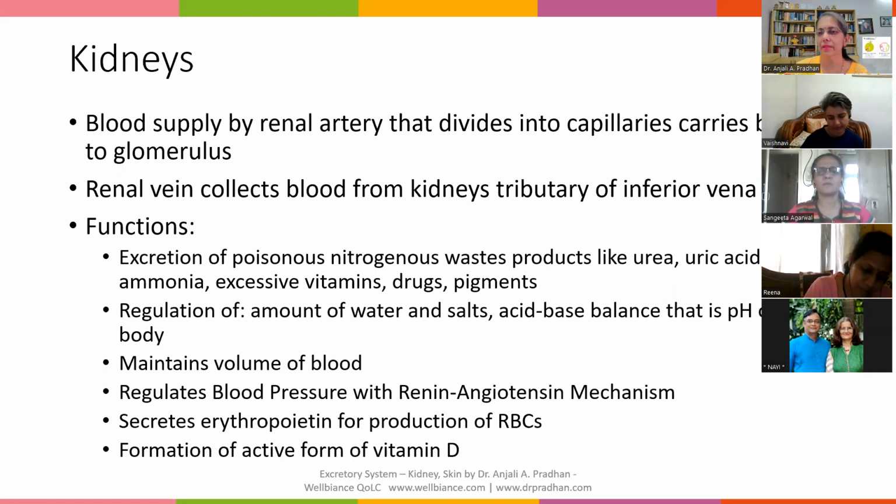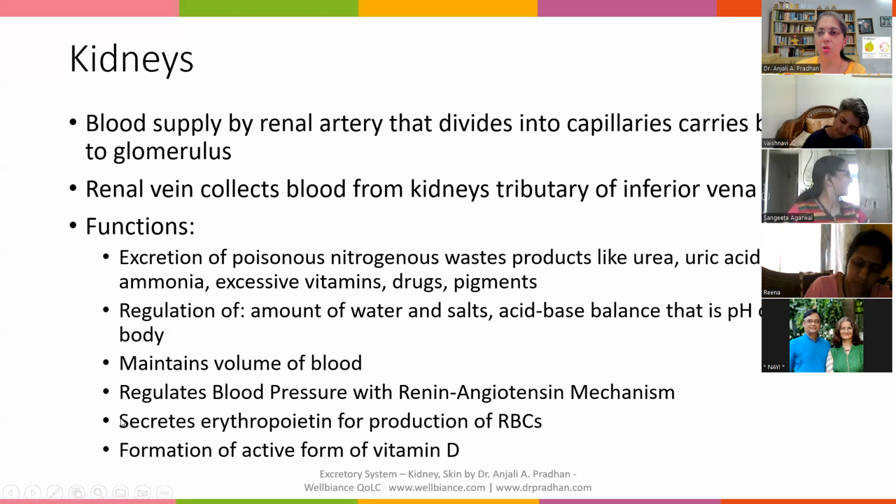vitamins, drugs, pigments, poisons. We don't eat poison, but we don't know what we eat, like preservatives and artificial colors. All those are non-required things for the body. They are excreted, or removed from the circulation. So the main thing is excretion.